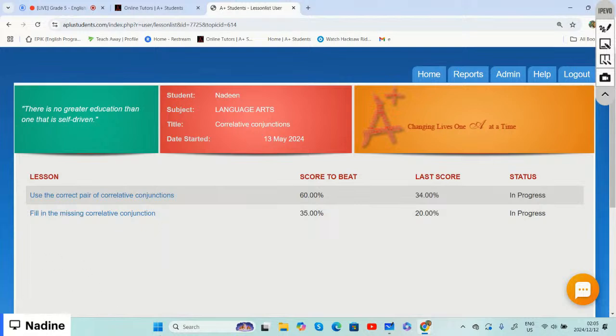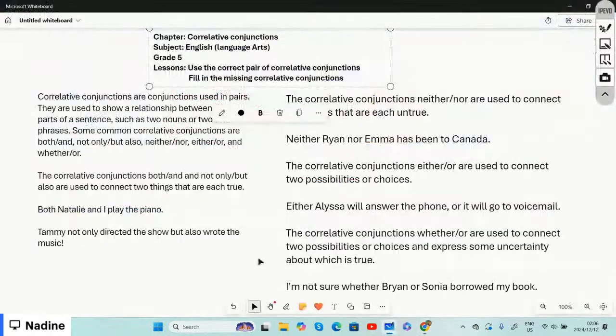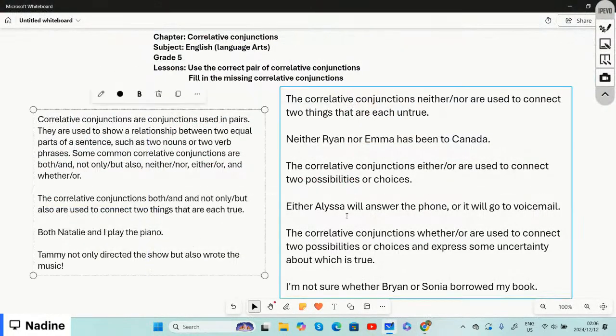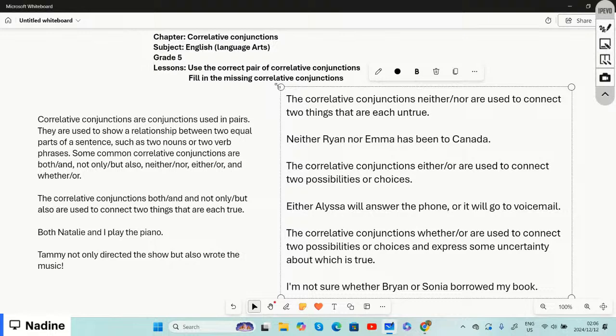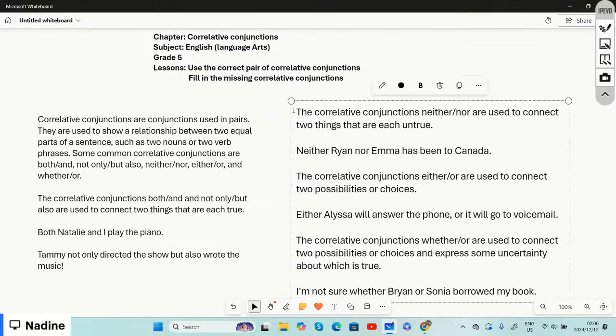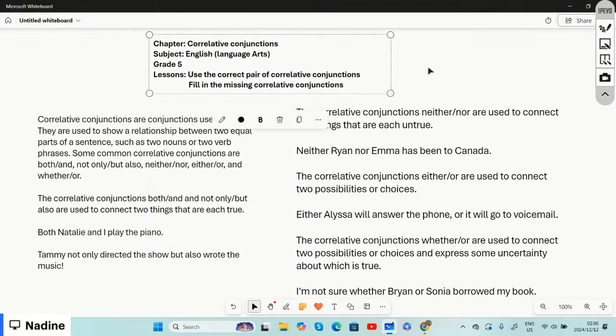All right. So we said our chapter is correlative conjunctions. Our subject is English language arts. We're doing grade 5.